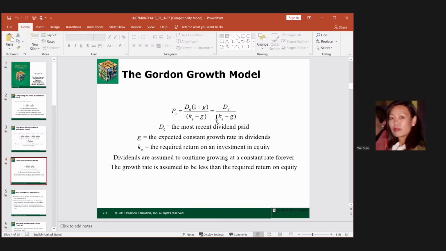Once we have the formula, it's very, very simple. So let's try to practice. Before we do practice, go ahead. Will the growth rate be given to us?